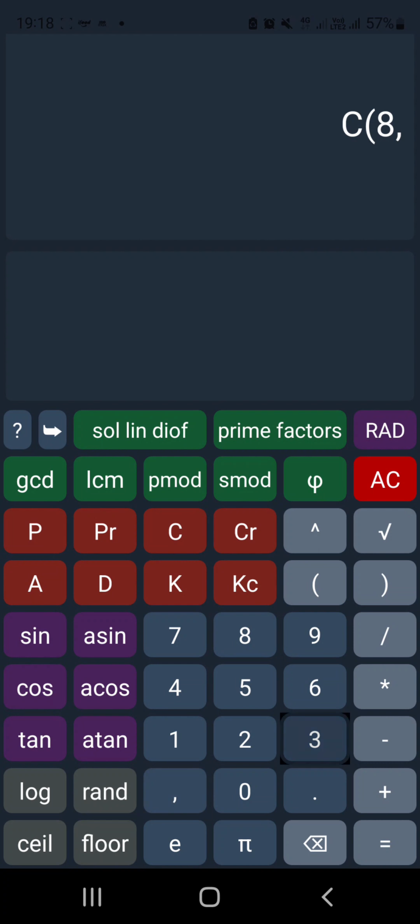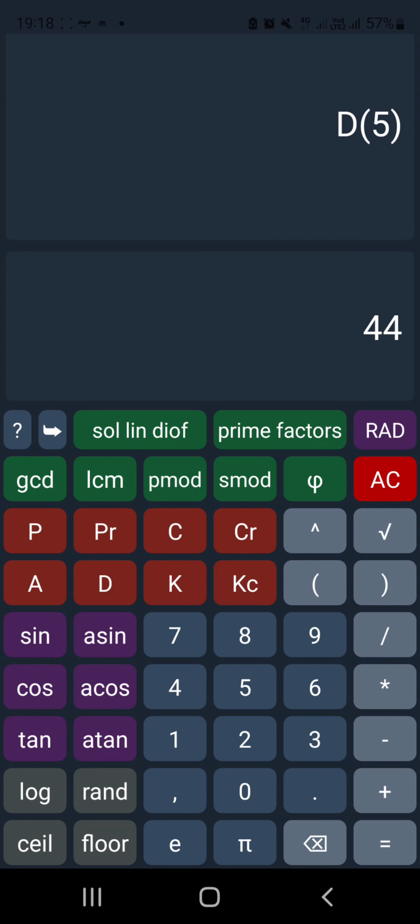Now let's go to the C function that counts the number of combinations. Let's calculate the number of combinations from 8, 3 to 3. Typing C of 8 and 3, pressing equals, we get 56. The CR function counts the number of combinations with repetitions. Let's calculate CR from 35, 3 to 3. The result is 7,770. The D function counts the number of derangements. In this case, D of 5 is 44.